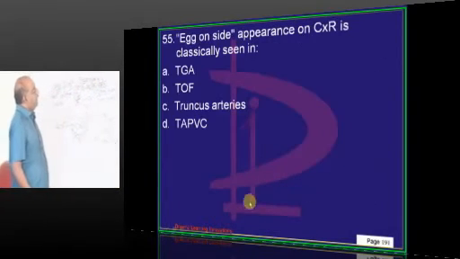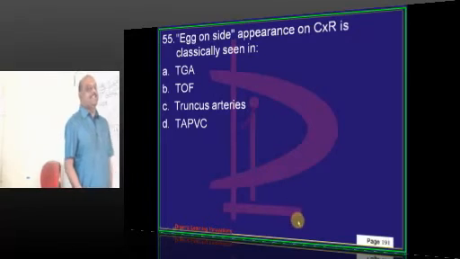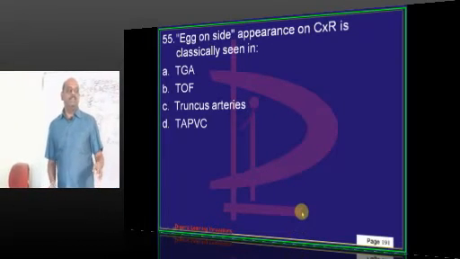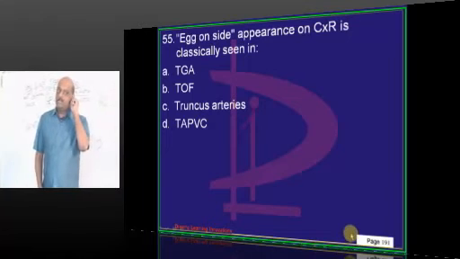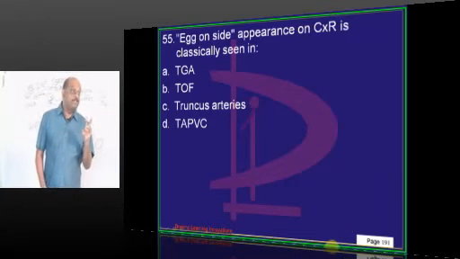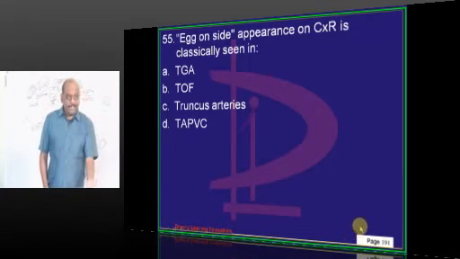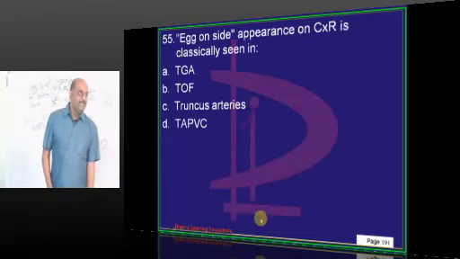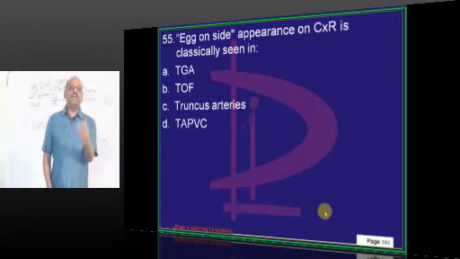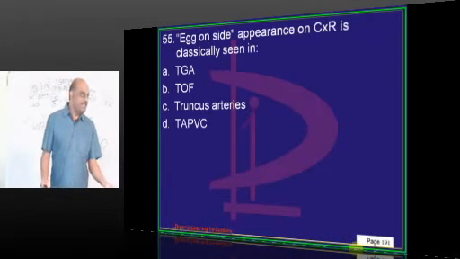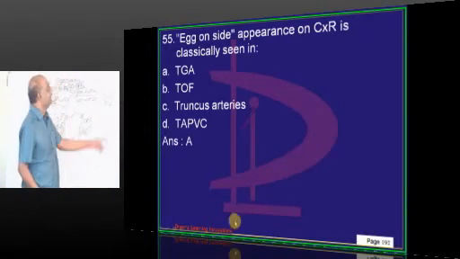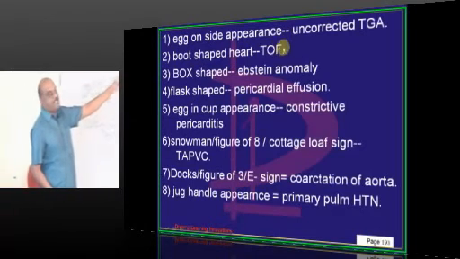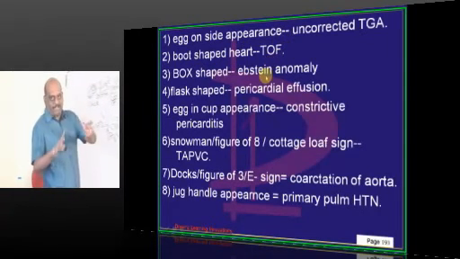Now, the egg-on-a-string appearance, where do you find it? There are totally 14 appearances, doctor. There are two ways of learning it. One is to understand why they appear like that and read it fully and remember it. The other is to remember it somehow. The end point is to remember whatever the underlying cause is. Second way depends on what you want to do, but you have to. The egg-on-a-string appearance is uncorrected transposition of the great vessels.